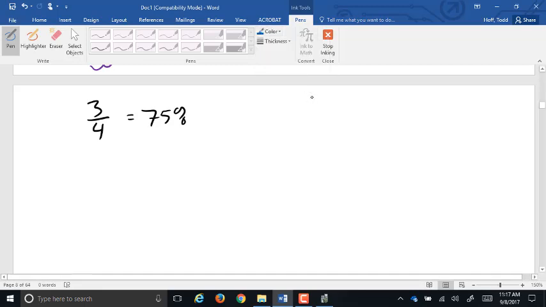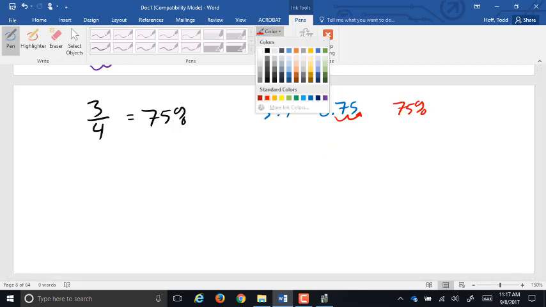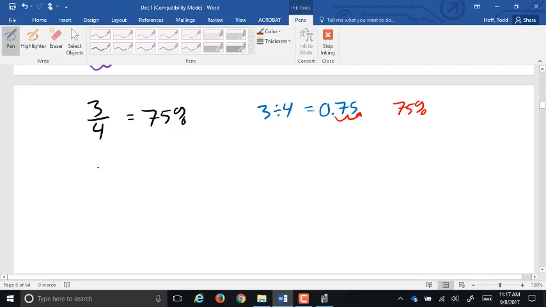If you didn't know that that was 75%, there are a couple of options. One option is turn the fraction 3/4 into a decimal. 3 divided by 4, 0.75, and then move the decimal point the 2 spots to make it 75%. The other option is to do just like we did up above here.